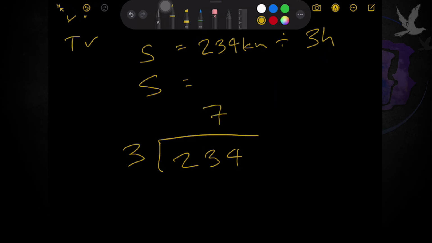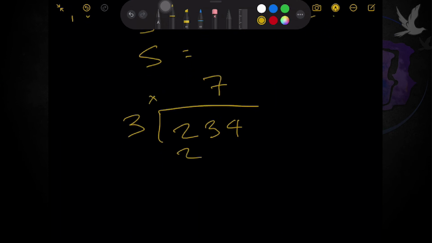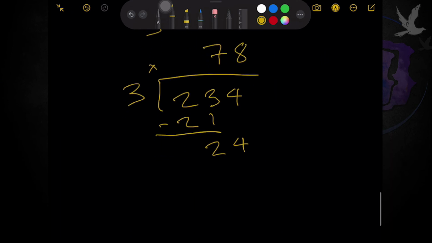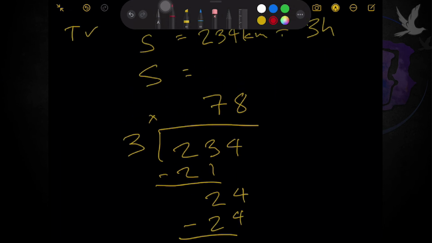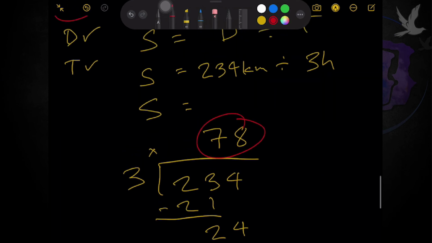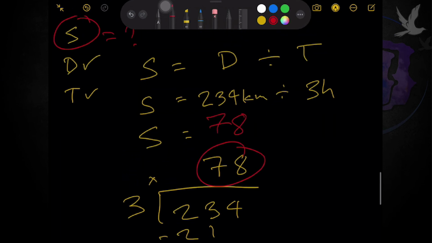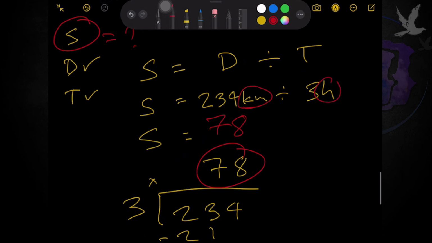And only 7 will fit. 7 times 3 will give us 21. 23 minus 21 will give us 2. And bring down 4. So, from there, 24 divided by 3 will give us ilan? Will give us 8. 8 times 3 is 24. And that's 0. So, which means our answer here is 78. 78 what? Look at our units. We have kilometers and hours. So, which means it is kilometer per hour.